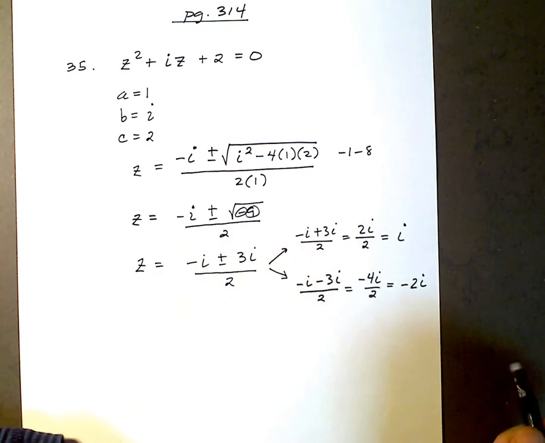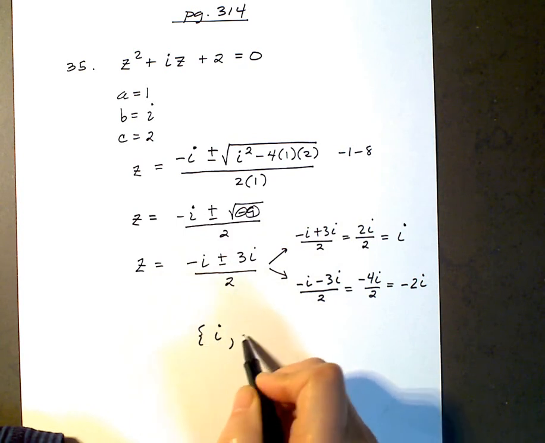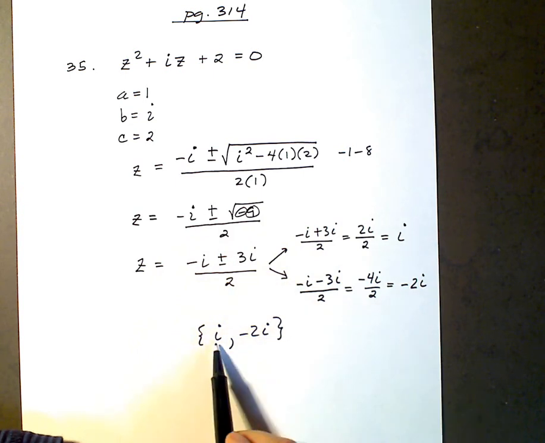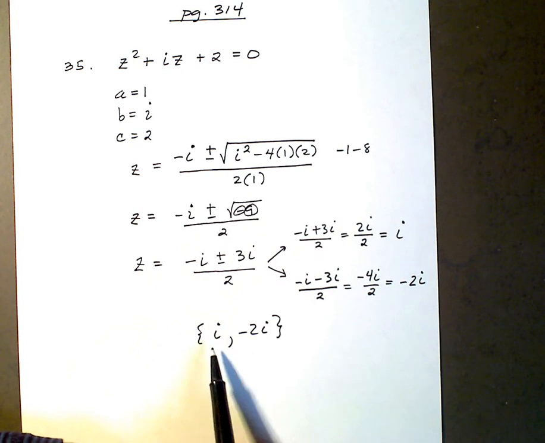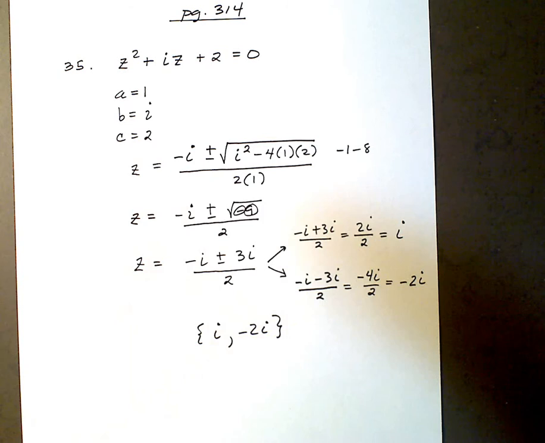So it looks like my solutions are a positive 1i and a negative 2i, which are pure imaginary numbers. This is like 0 plus i and 0 minus 2i. Anyway, either of these, if you put them back into the original equation, make it true. And I will leave the checks to you.